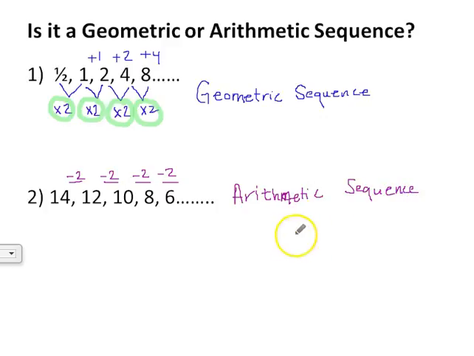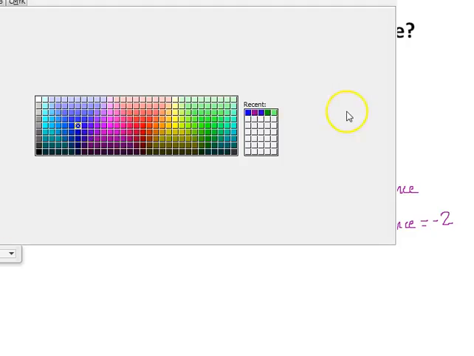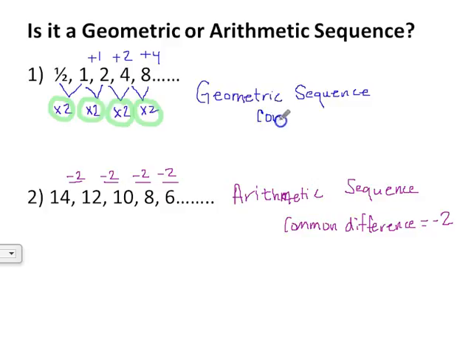And our common difference here would be -2. Up here, our common ratio would have been what? It would have been 2. So the common ratio would have been equal to 2, +2, where down here it was a -2 because we're decreasing. All right, I'm going to go to the next slide. So if you need more time, go ahead and click pause.